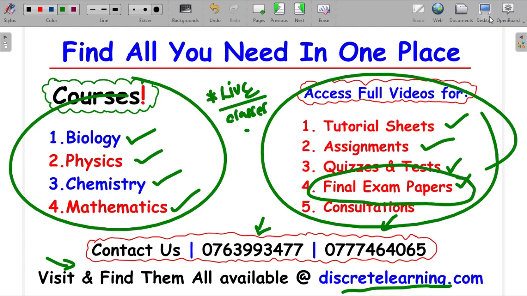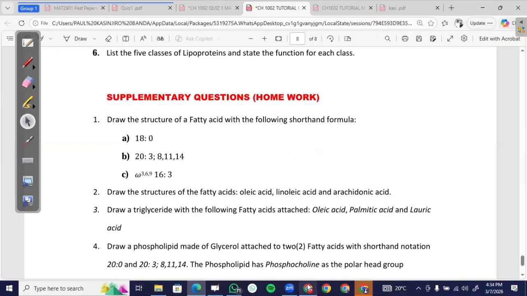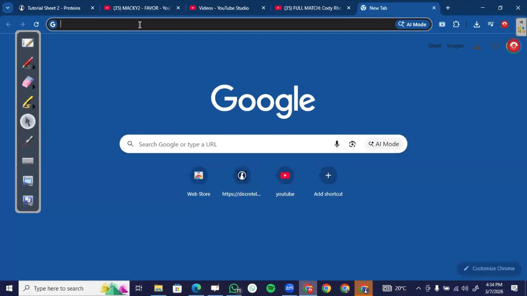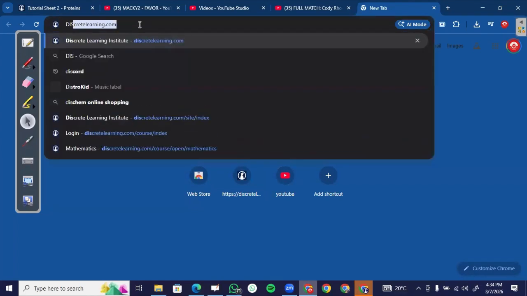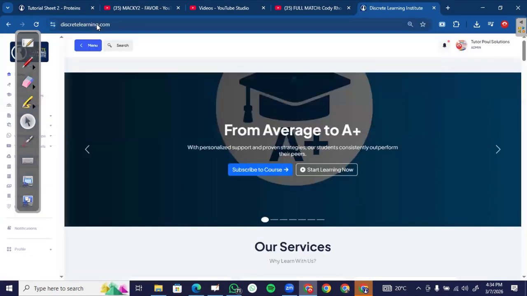All right, so now for those who have actually never seen our website, let me just show you. You come to Chrome here, either on your phone, your PC, or even your tablet, and then you type in discretelearning.com. Type in discretelearning.com. So you can see there the discretelearning.com, and then just go to the same website.